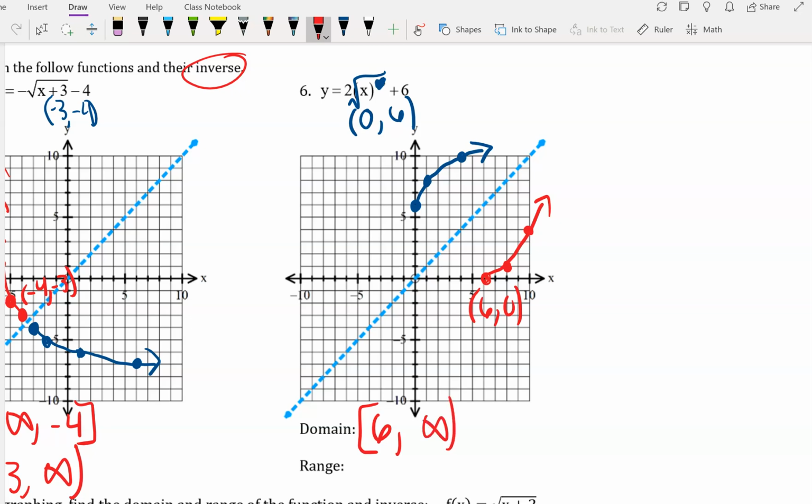And then range, how far up and down does it go? It has a lowest point. The lowest point is 0. Put a bracket because it is included. And then it doesn't have a highest point. It continues up and up forever. So infinity.